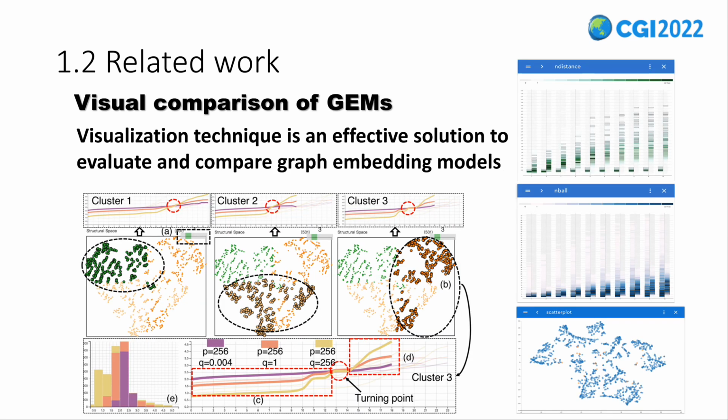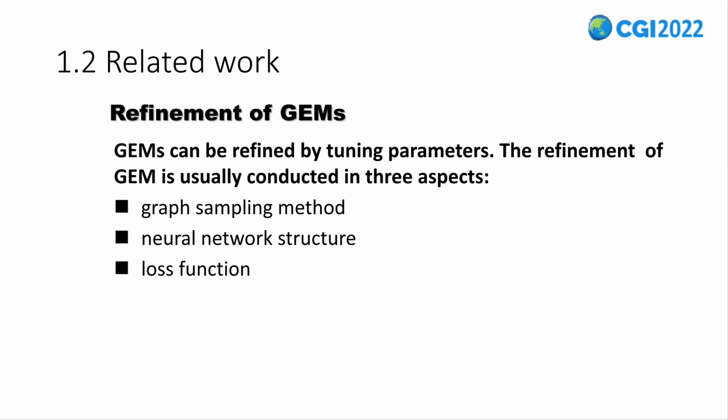Using visualization technique is an effective solution to evaluate and compare graph embedding models, and most visualization techniques tend to apply dimensionality reduction technique for comparing graph embedding models. Existing methods mainly refine graph embedding models by tuning the parameters in three aspects, such as graph sampling method, neural network structure, and loss function.